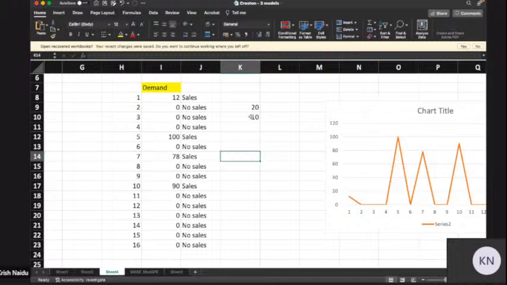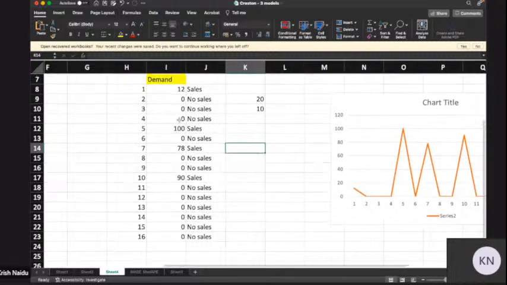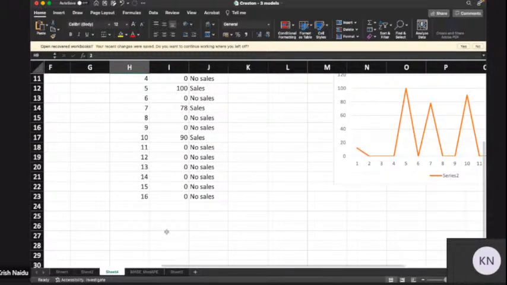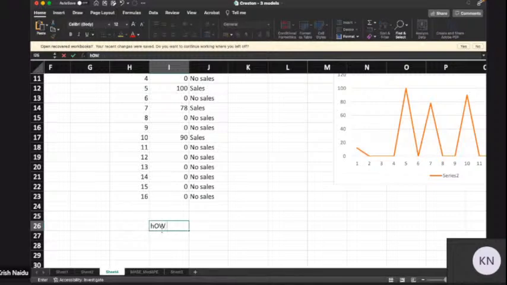In intermittent demand, the technicality involved is predicting two different aspects. The first aspect is predicting the period: after how many periods we are going to have a sale, or how many periods we are not going to have a sale. The first prediction is how many periods we are not going to have a sale.